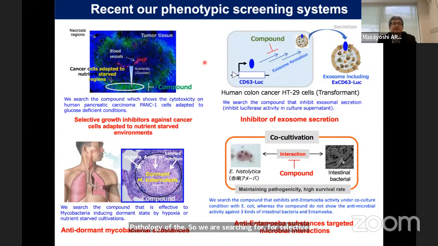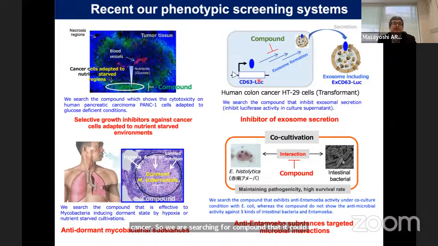And this is a screening system searching for compounds that inhibit cancer metastasis. As you may know, exosomes, or we can call them extracellular vesicles, EVs, which are nanoparticles secreted by cancer cells, are involved in cancer metastasis. So we are searching for compounds that inhibit exosome production from cancer cells.